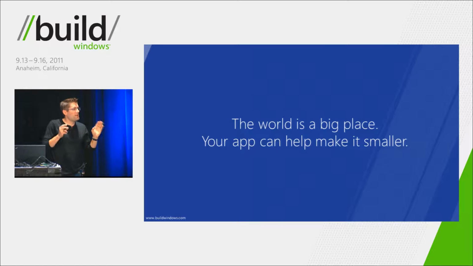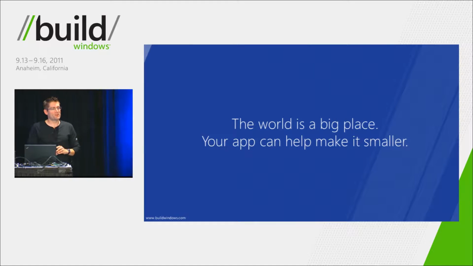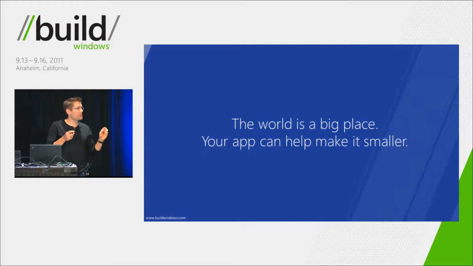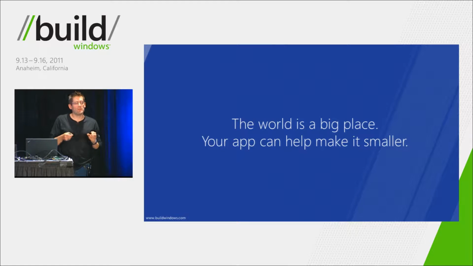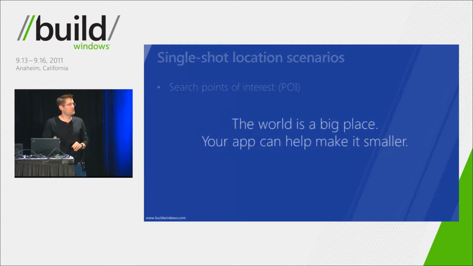So the world is a big place. There's a lot of places people can go. There's a lot of information out there on the internet. But adding location awareness to your app can make the world a smaller place for your users. And I want to walk you guys through a couple different categories of features for location that are divided into two different types of location access models.